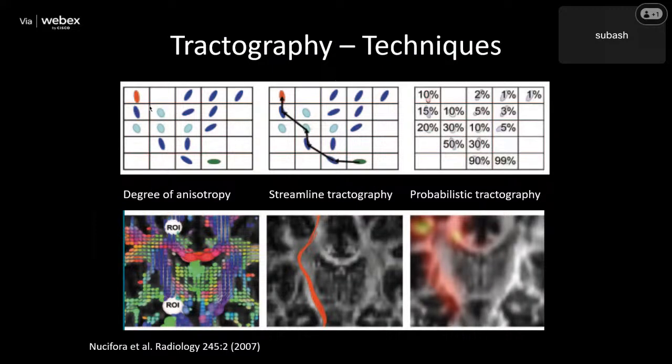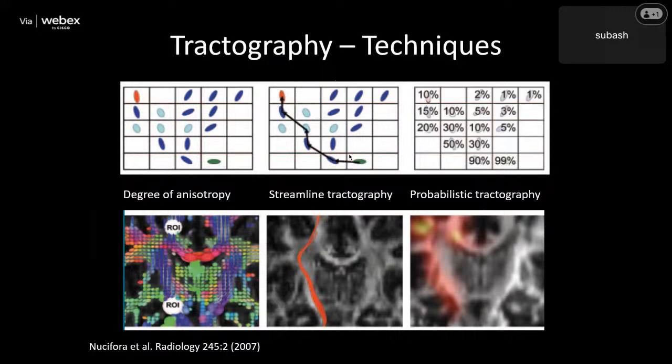You look at these voxels, and you see the anisotropy in the direction, and you look at how you generate the tract. This is 10%. Then you see the longest diffusion. So now it is 15 around this. Suddenly it is 30 now. So it will connect here, 30. Then it will go to 50, and then 90, and then 99. This is how these fibers are generated, depending on lambda 1.